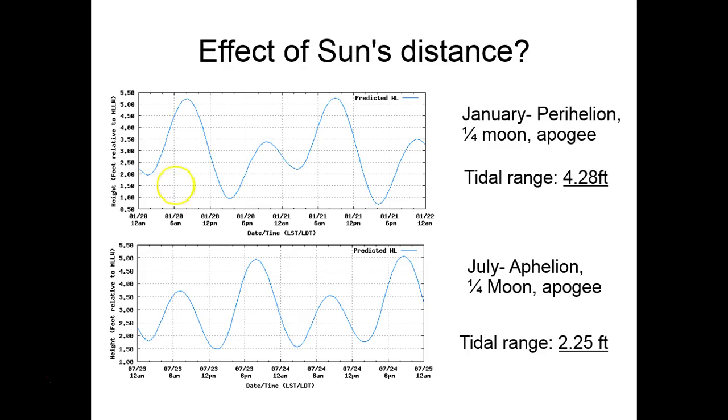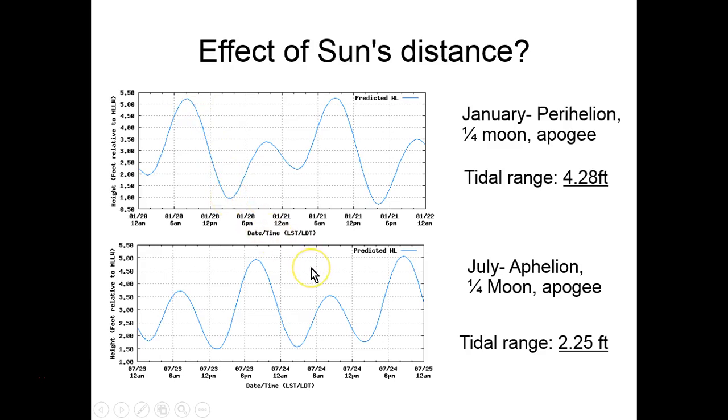So the effect of the sun's distance I determined by looking at a day in January when the Earth was in perihelion to the sun, right? So it's going to be closest. And I also looked up the phase being a quarter moon and the distance from the moon and the sun being an apogee. So the tidal range on that day was 4.28 feet. So again, that's the difference in the height of the high tide and the low tide.